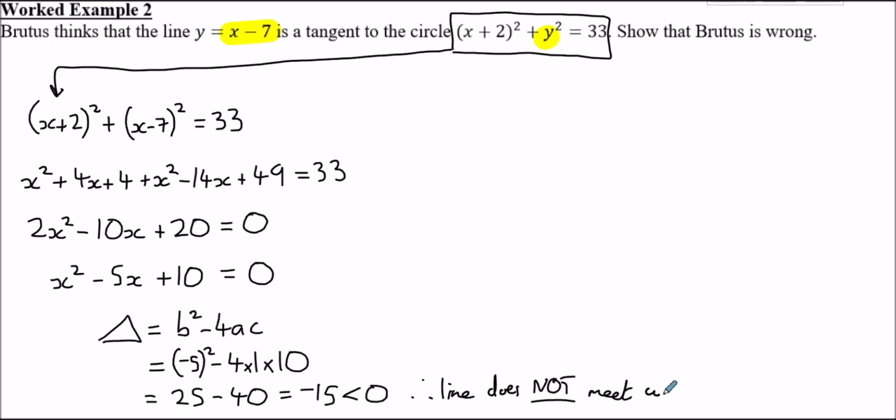So then we can return to think about what Brutus was saying. What Brutus was saying is that the line is a tangent to the circle, so he's saying it does meet it once. We've proven that the line does not meet the circle, so therefore Brutus is wrong.